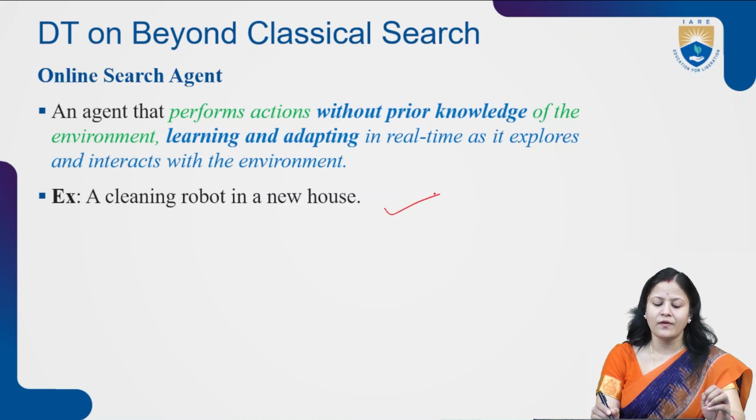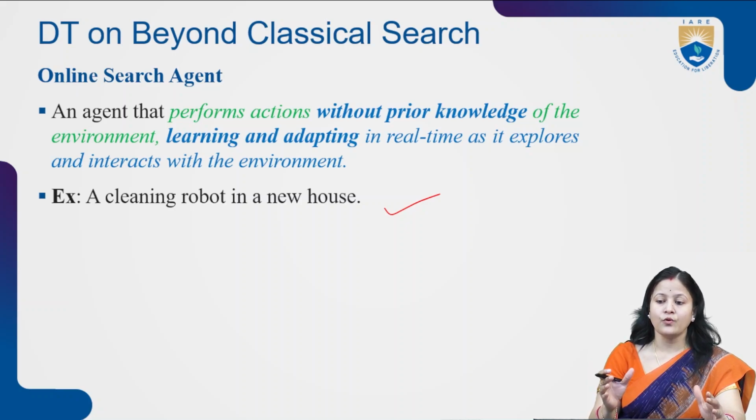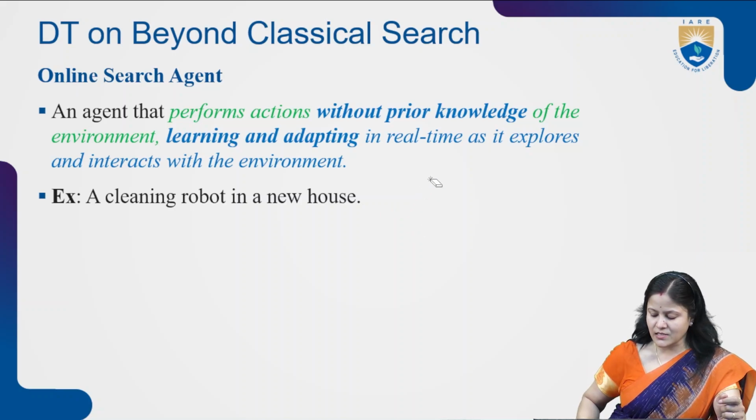For example, here I have given a cleaning robot in a new house. When we purchase a robotic vacuum cleaner without its configuration for our house layout, initially when it starts to work, it has to explore the free path so that it can clean the floor efficiently. Exploring and knowing where the obstacle is present means adaptability, self-learning, and self-adaptability. That is why this type of search technique is called online search, and the search done by the agent is called online search agents.